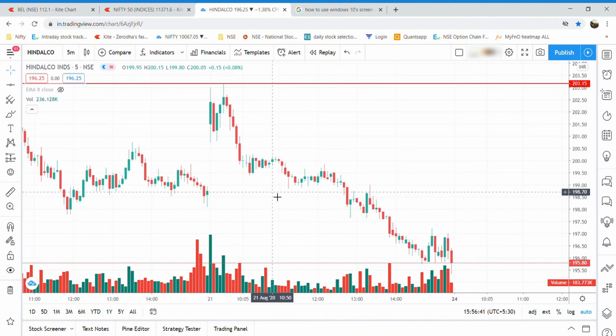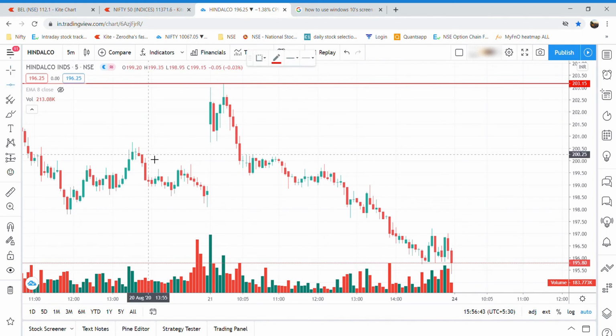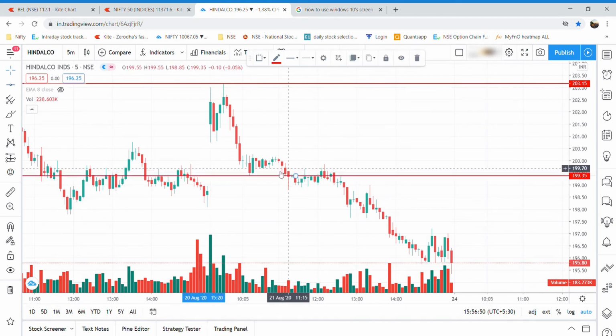So what we'll do, we will mark the immediate lower low as our support. Since it is these two bars that are in concern, the immediate lower low would be this.